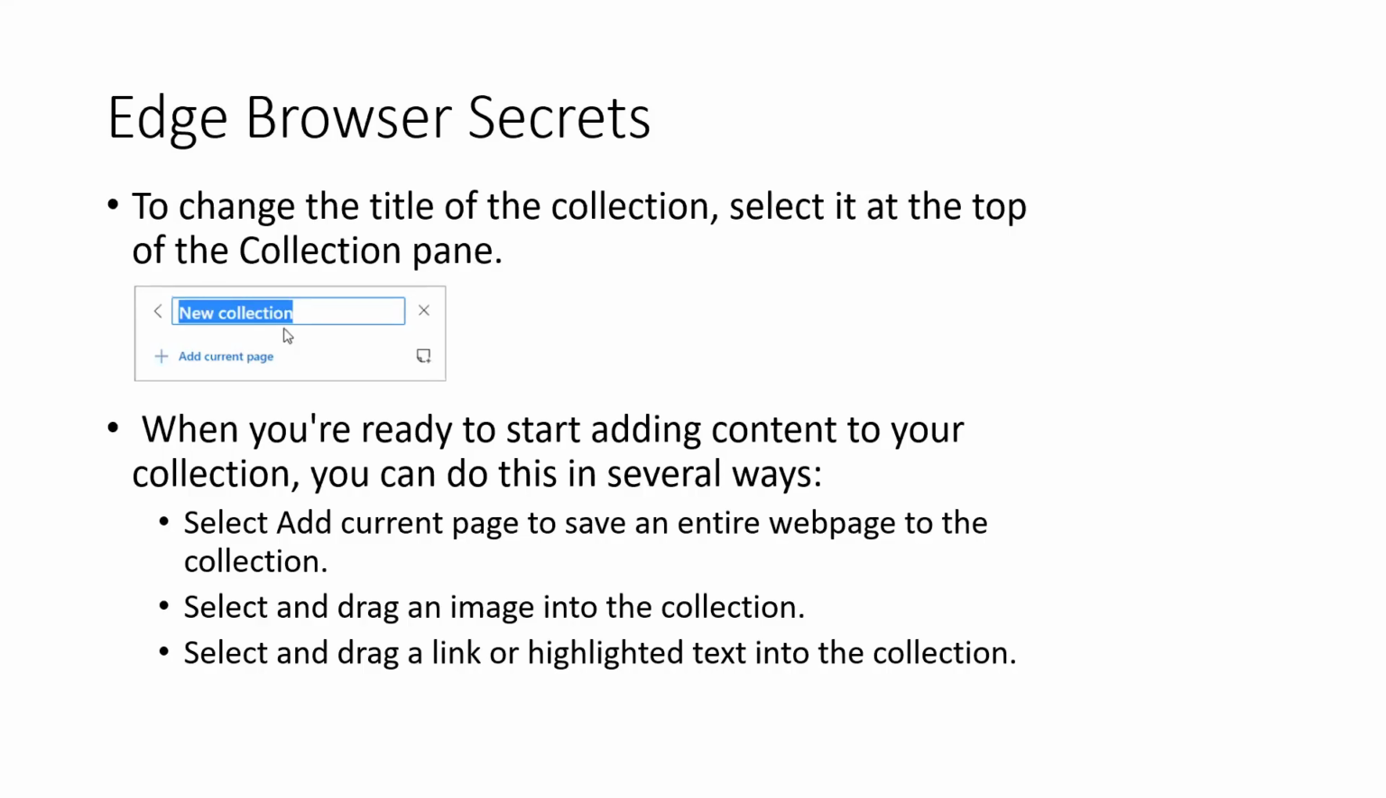And when you're ready to start adding content to your collection, you can do this in several ways. You can select Add Current Page to save an entire web page to the collection. Select and drag an image into the collection. Select or drag a link or highlighted text into the collection.